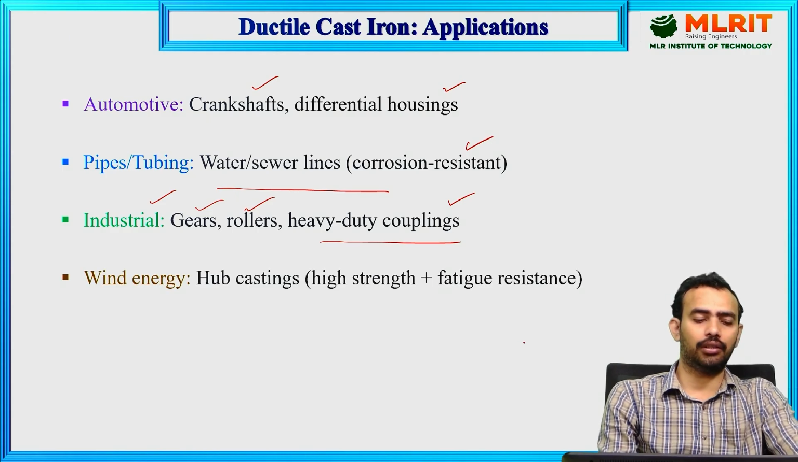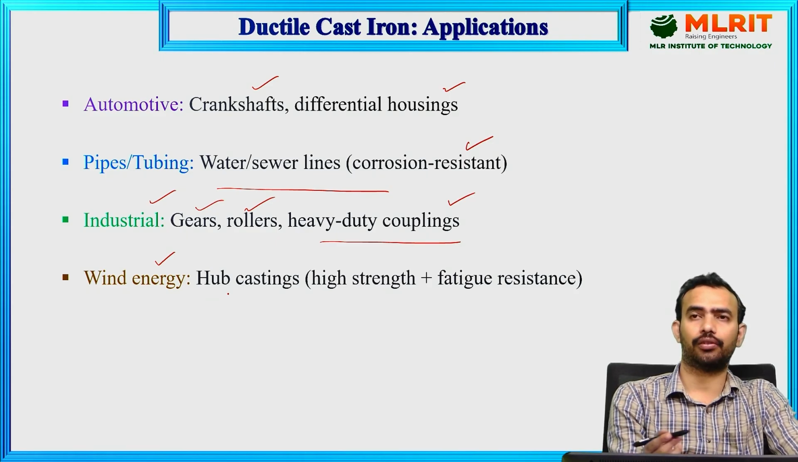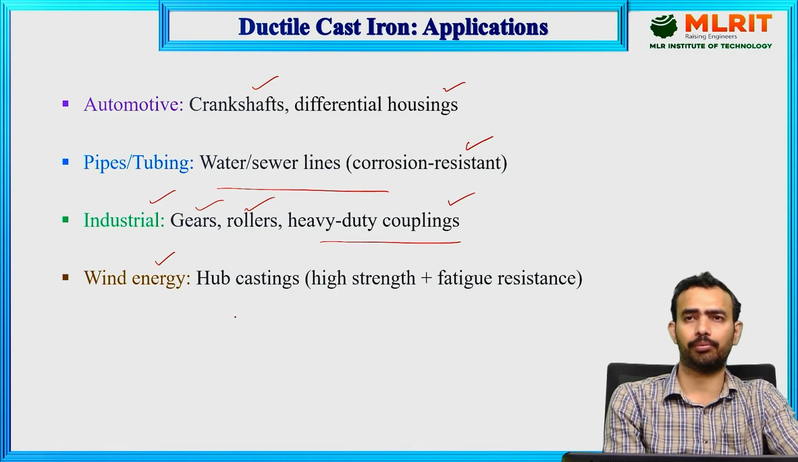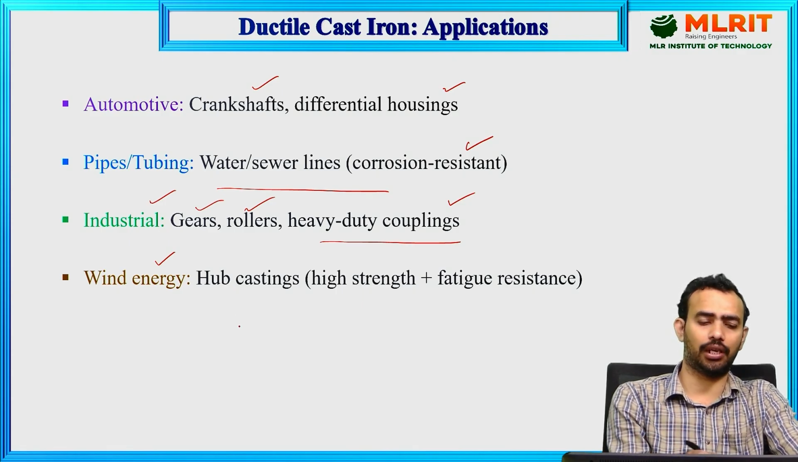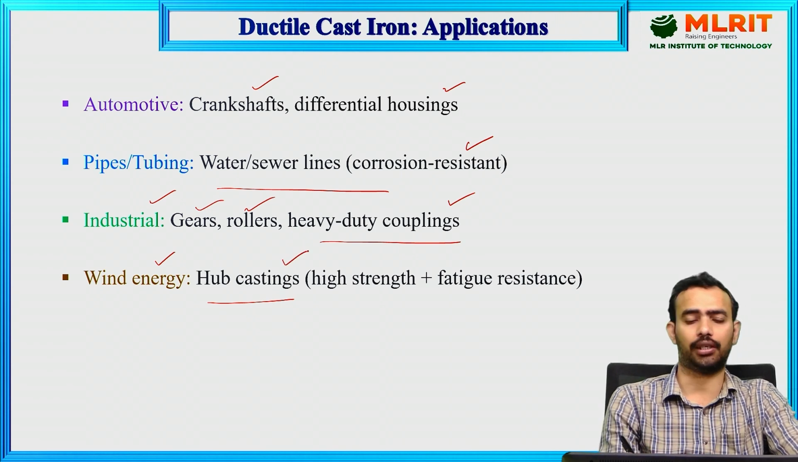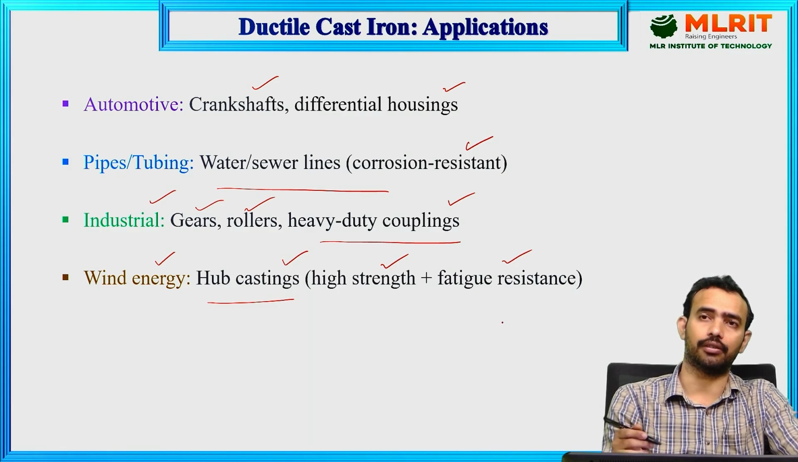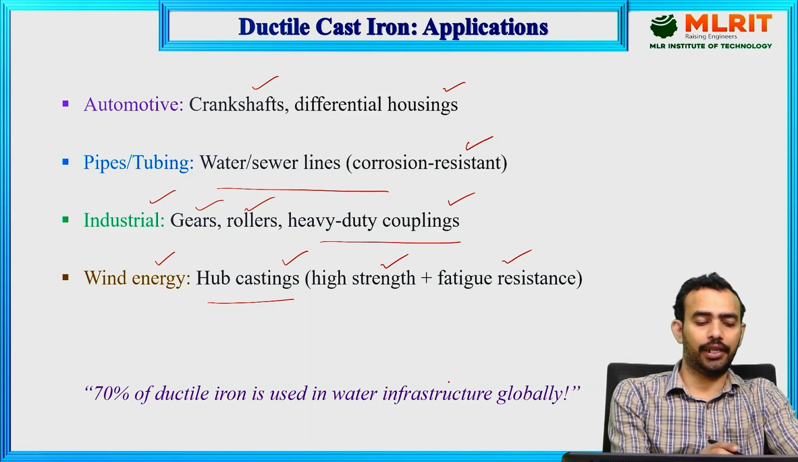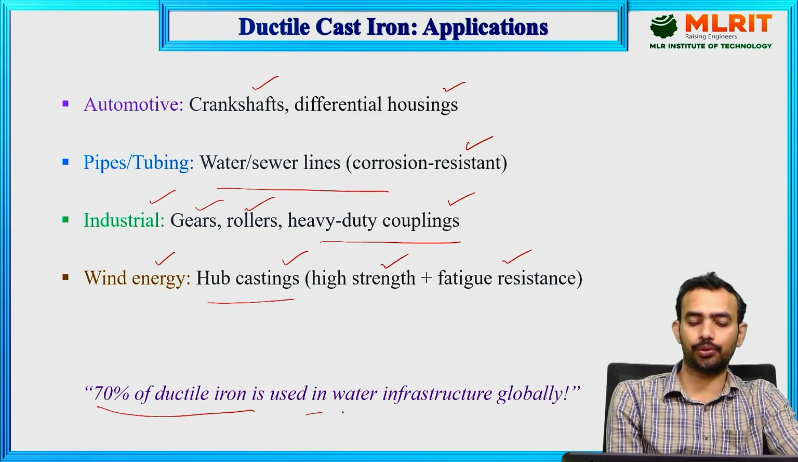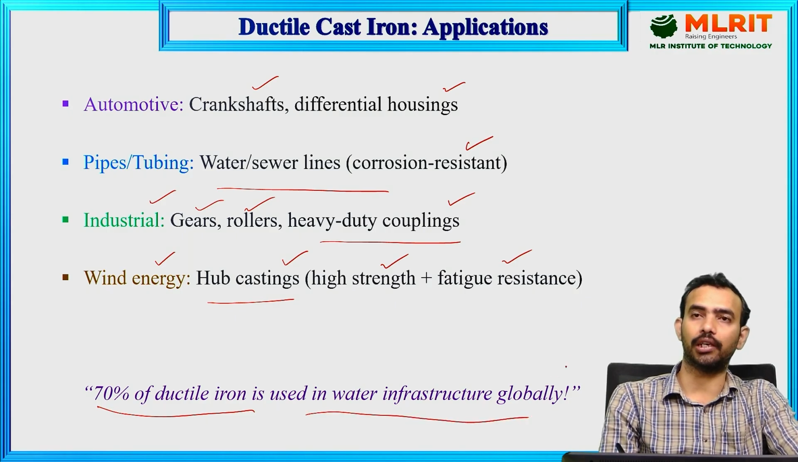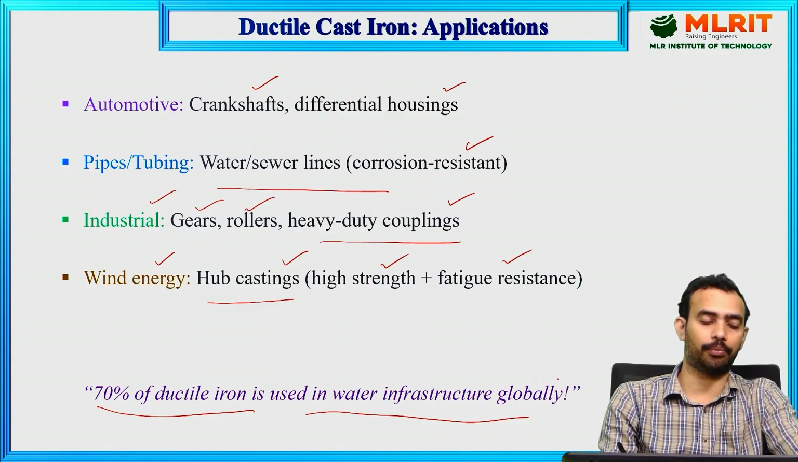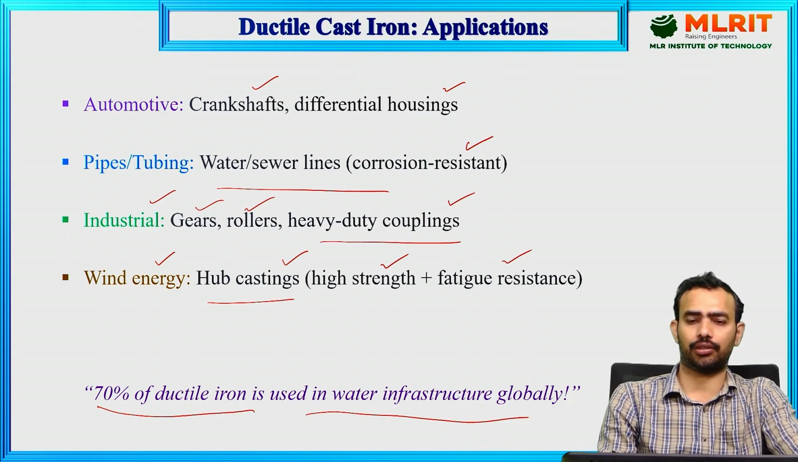Then in the wind energy sector, mostly the blades are manufactured out of composite materials, glass fiber reinforced composites, but the hub castings are manufactured from ductile iron. They offer high strength and fatigue resistance. Cyclic loading is very, very important in wind energy. Overall, 70% of ductile iron finds its applications in water infrastructure globally.